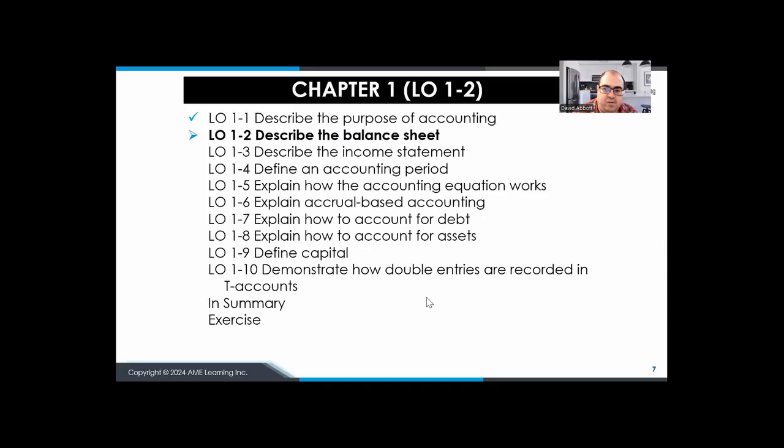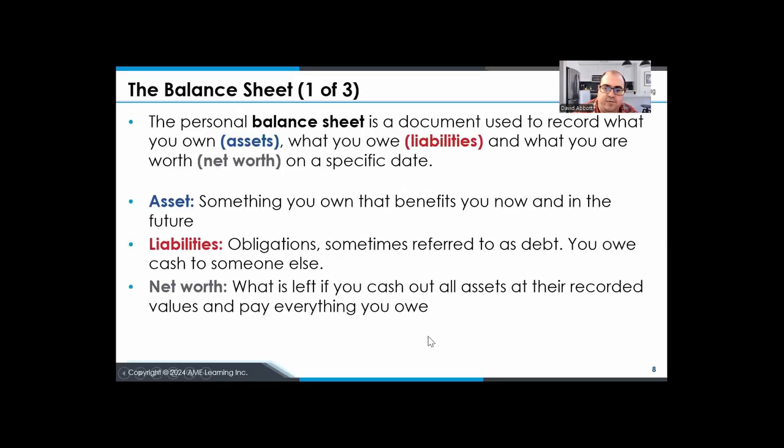Chapter 2 is dealing with describing the balance sheet. So now looking at the different financial statements. As we said before, the balance sheet is the document that is used to record what you own, which remember are assets, what you owe, which are liabilities, and your net worth on a specific date.